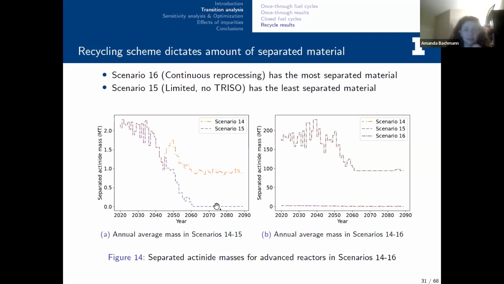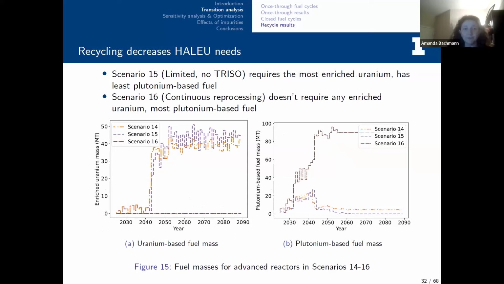And then in scenario 15, which was that limited recycling, but not reprocessing the TRISO fuel, we see that eventually it goes nearly to zero because you're just not deploying very many Voyager reactors. And that's the only fuel after a certain point that you can reprocess. So that also very much limits the amount of separated material that you have in your scenario.